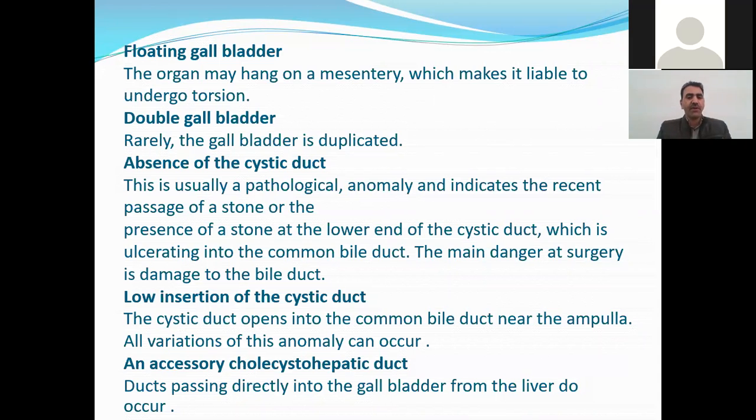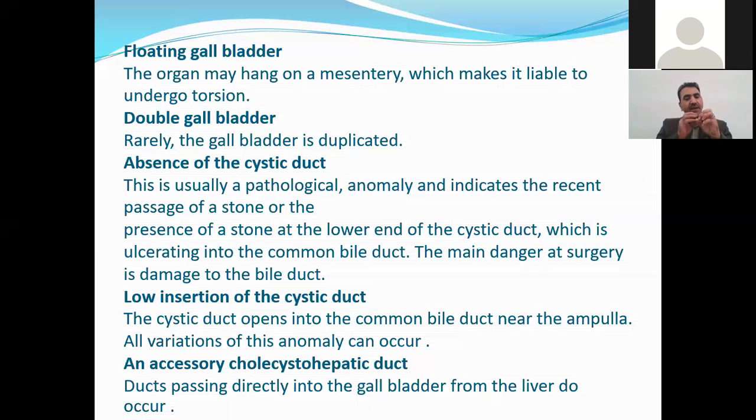Accessory cholecystohepatic duct. What does it mean? It means there is an accessory, an extra, cholecystohepatic duct. Cholecysto from gallbladder, hepatic from liver. So there is an accessory duct between the gallbladder and liver, other than the cystic duct.